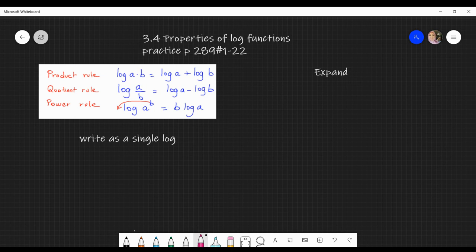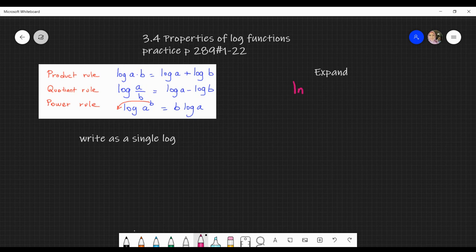There are three rules we want to talk about: product rule, quotient rule, power rule. Those three rules apply to any log. It could be log base 10 as the example given here, base 2, a natural log. The base doesn't matter. Those three rules will still apply. So let's take a quick example for the first rule, which is the product rule.